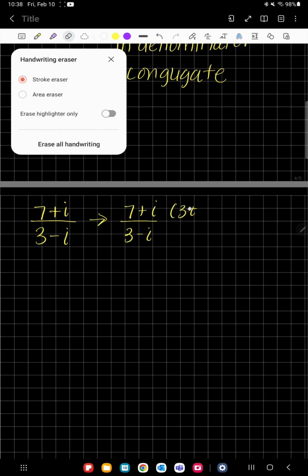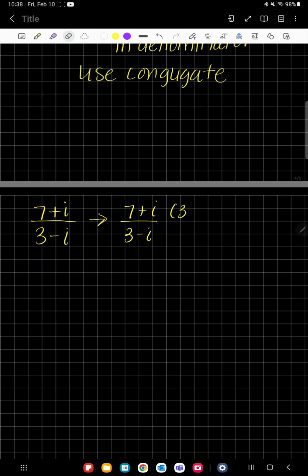It's not my eraser yet. Just erase. 3 plus I. And as long as it's the same, then we know that that's 1. Okay, so here's our conjugate. That means now we're going to have to, you guessed it, what do we do when we have two binomials next to each other? Now we have to FOIL, right? So our first step, step 1, multiply by conjugate.